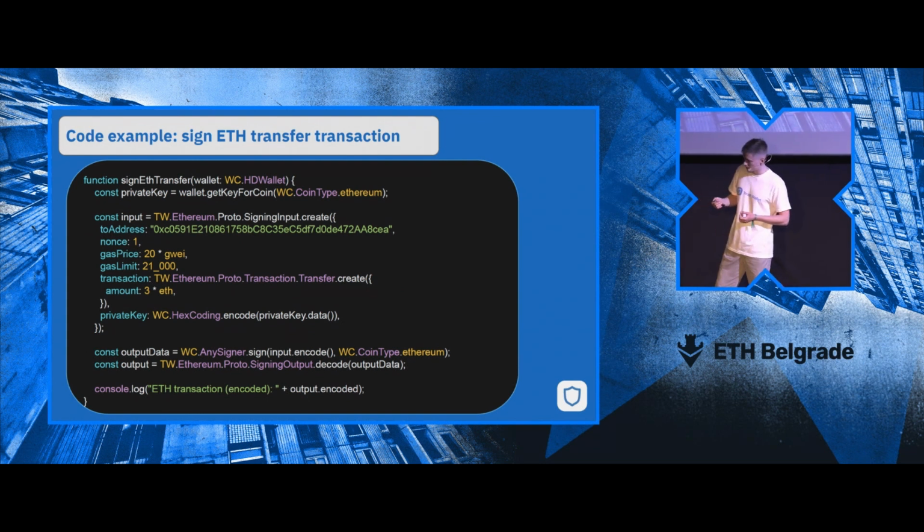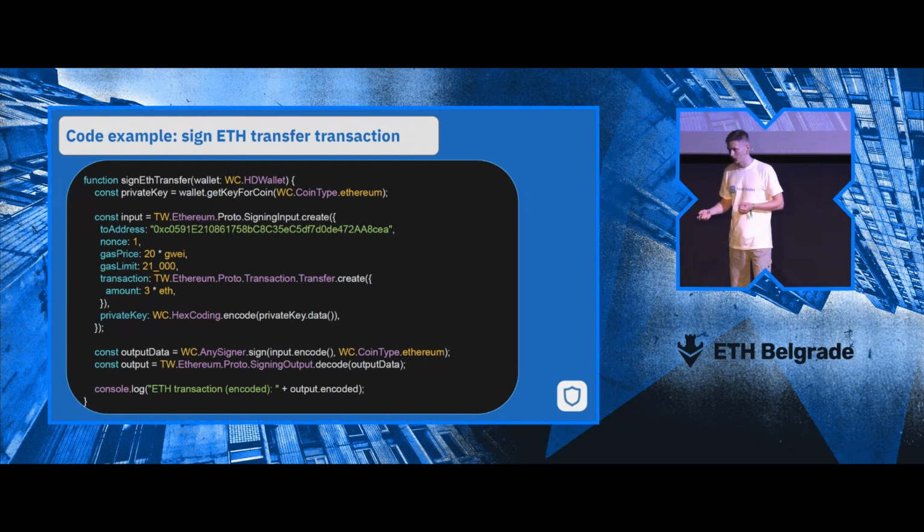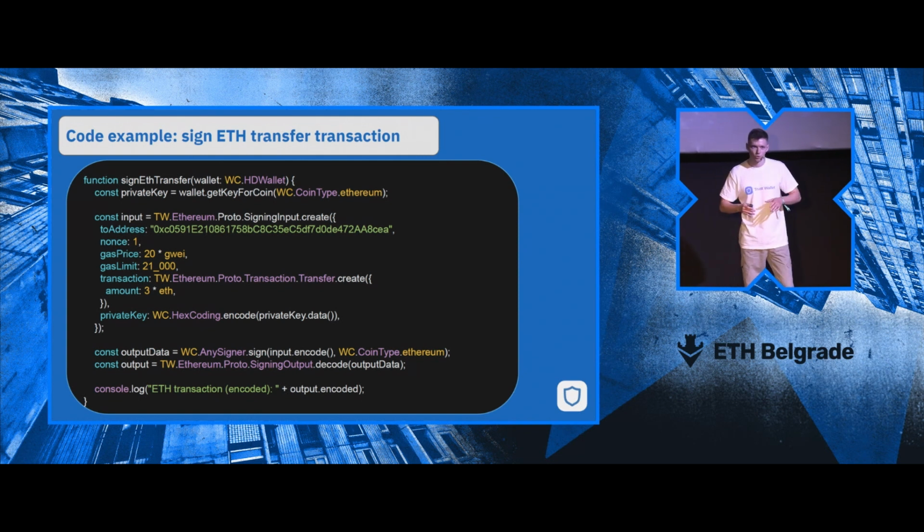We take an HD wallet that we just created and draft an Ethereum transfer transaction using a high-level interface provided by the wallet core to work with the protobuf messages. You need to specify the destination, nonce, gas price, gas limit, transaction amount, and in the end, when you sign the transaction, you get an encoded representation that can be broadcasted to the network. And quick reminder, the same approach is applied to every blockchain supported by Wallet Core.